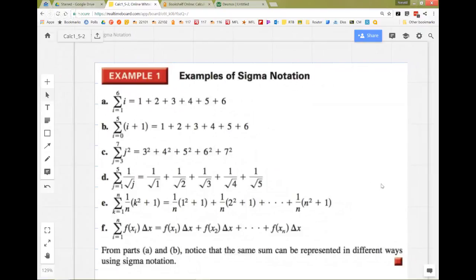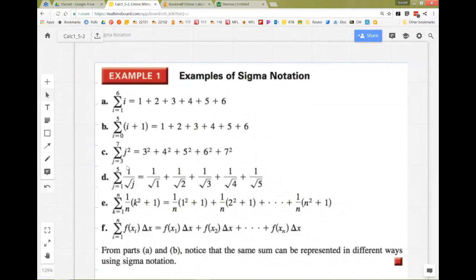Notice there's more than one way to write that particular sum as you look at part B. This time, the index goes from 0 to 5, and we are to add up all of the i plus 1s. So when i is 0, 0 plus 1 is 1. And when i is 1, 1 plus 1 is 2. And you can see already that sometimes there's more than one way to express a sum. Just look at the other examples.